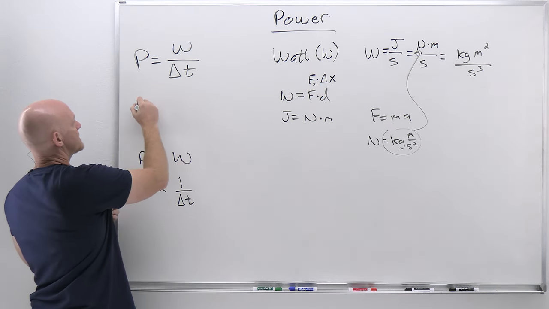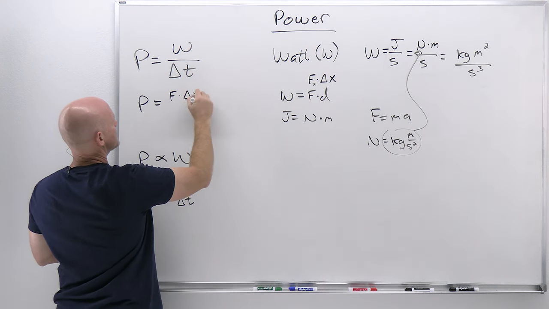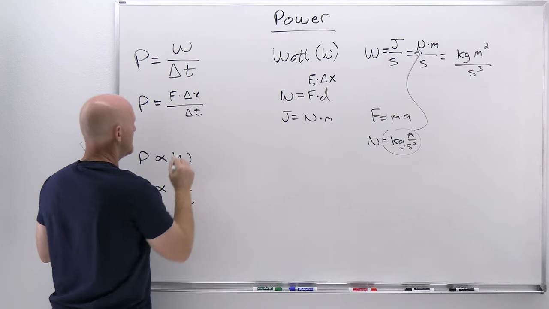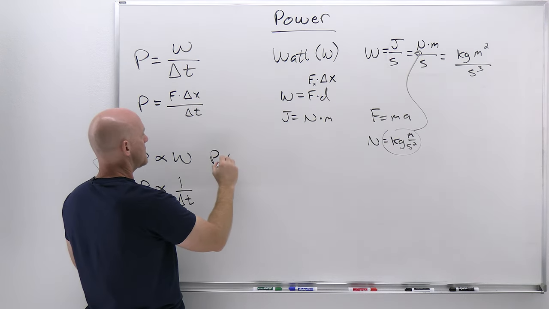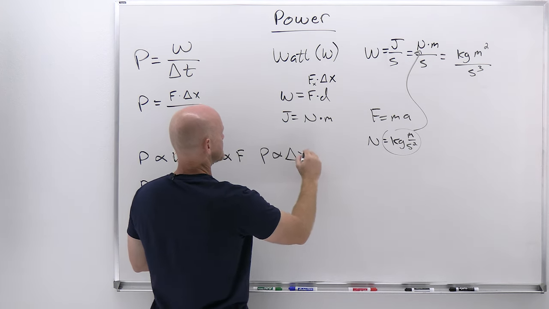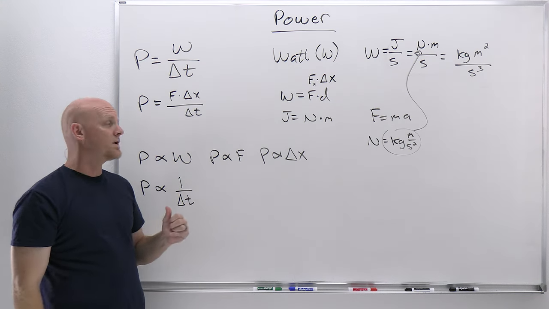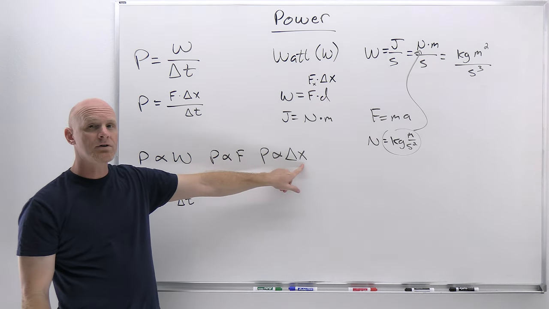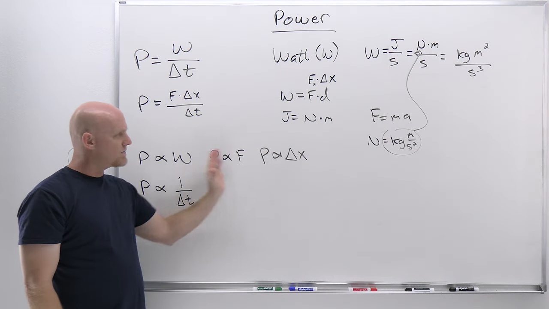But if you take a look at rewriting this just a little bit, and we say that work is equal to force times displacement, we can see that in addition to power being proportional to work, power is also proportional to the force, and power is also proportional to the displacement. If you're applying more force, double the force, you're doubling the power. If you're moving an object further, if you double the displacement, then you double the power. So, just another way of breaking it down, a different way of looking at it.